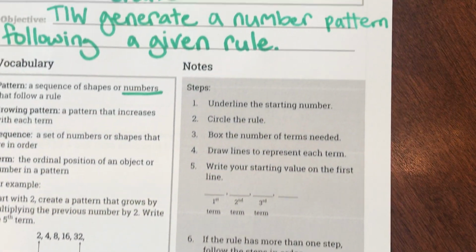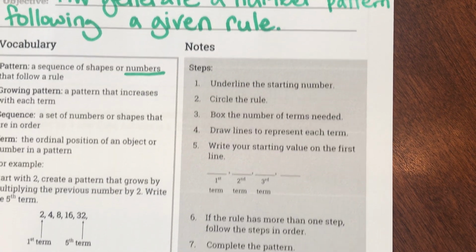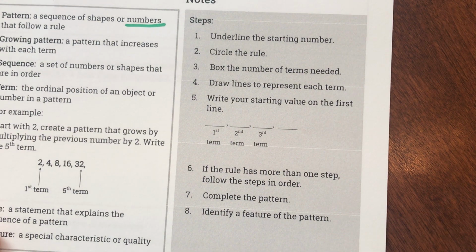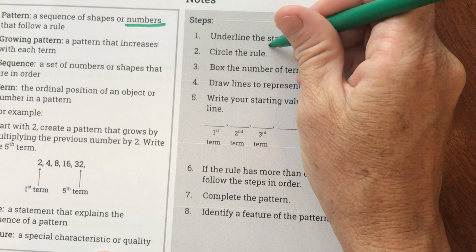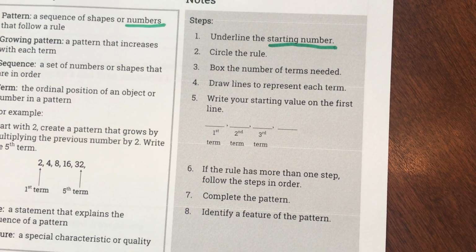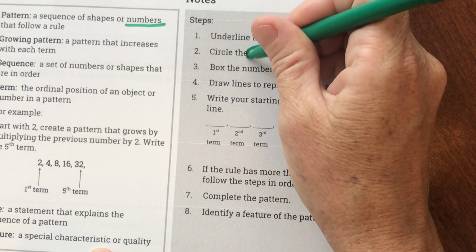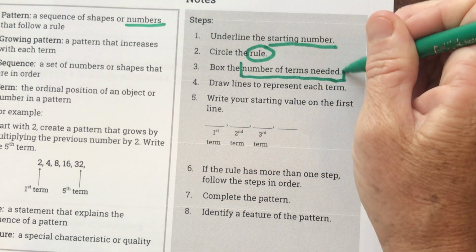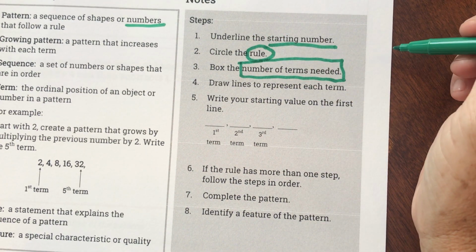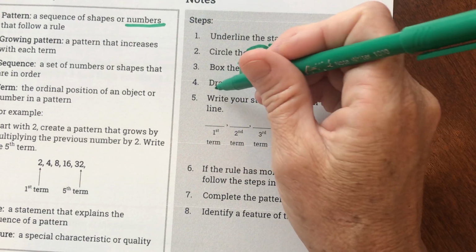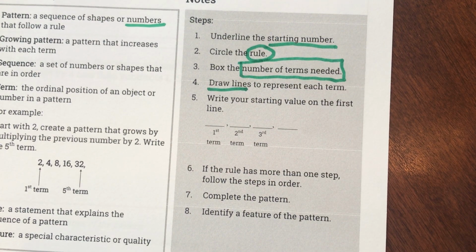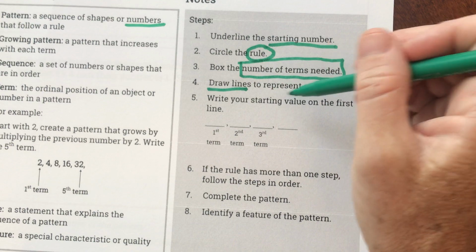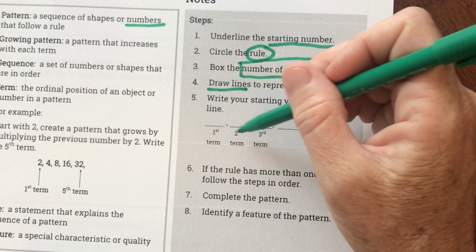Okay, let's look at our steps today. They're really good and we're going to be following them pretty closely. Our first step says we're going to underline the starting number. Then I'm going to circle the rule. I'm going to box the number of terms needed. I'm going to draw lines to represent each term so I know how many spots to fill in. Then I'm going to write the starting value on the first line, and then I'm just going to continue.